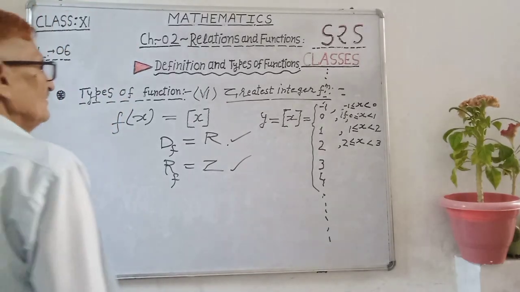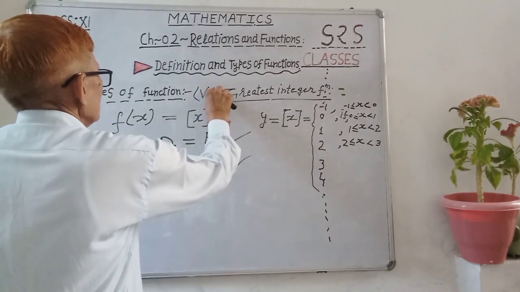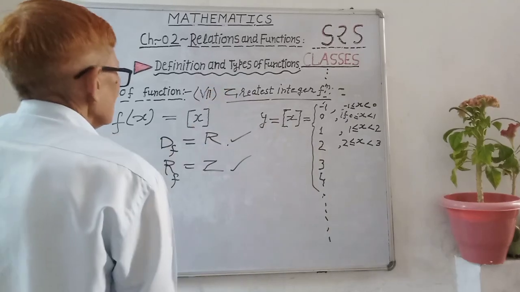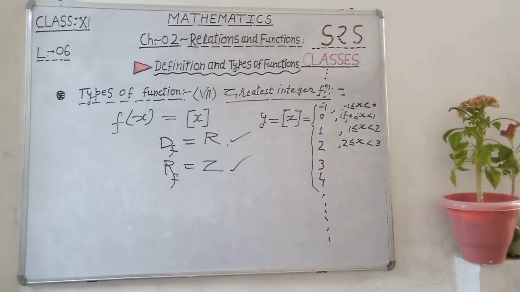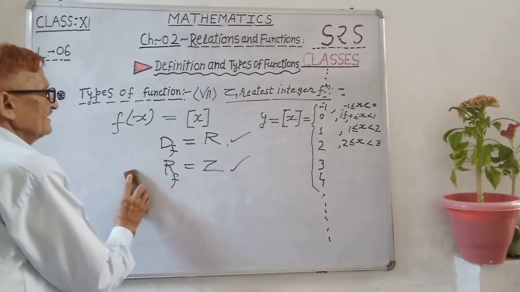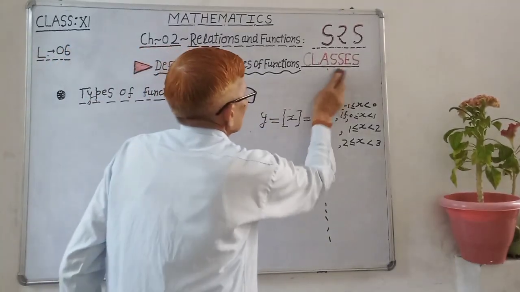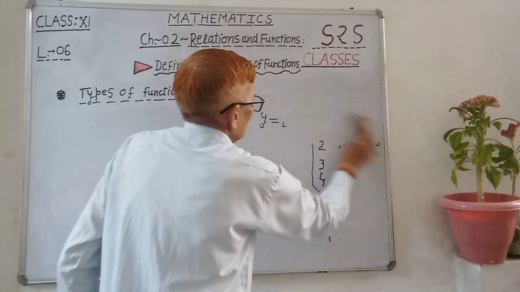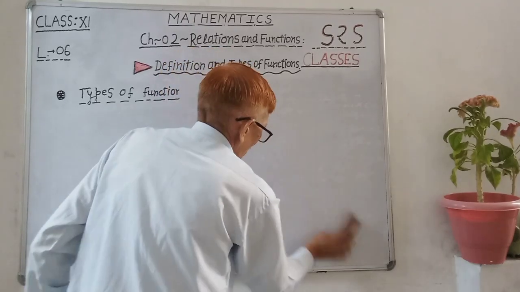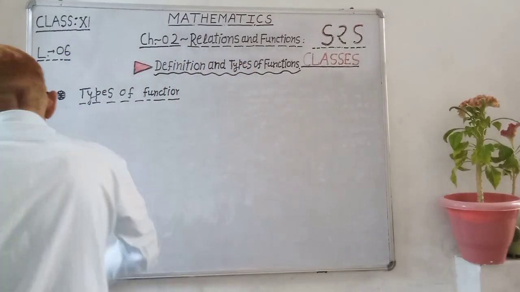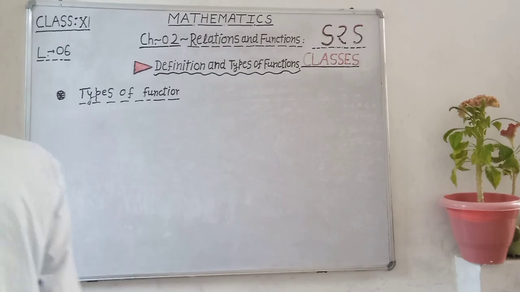Okay, now this is the 7th, the greatest integer function. Now all these are done, the signum function is done. So these functions are the types of functions you have to remember. Okay, now I think the types of functions are completed.